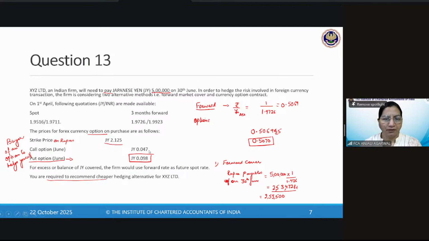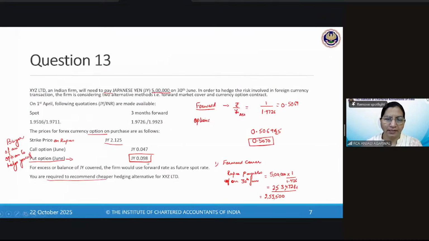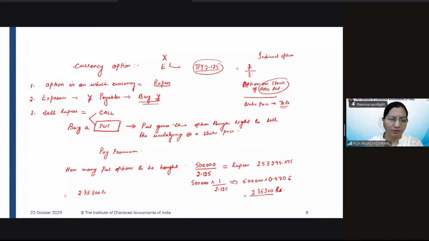Okay. So once again, firstly, we need to buy a put option. How much? 235,300. And we also need to pay a put option premium. And premium is 0.098. So the total premium to be paid would be 235,300 into 0.098.